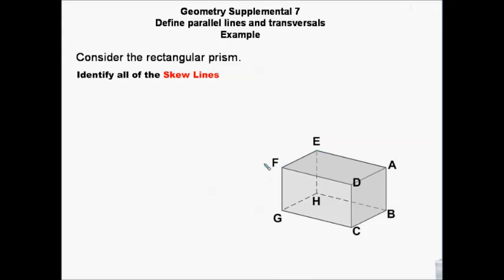Here we have what's called a rectangular prism. A rectangular prism is a fancy geometric term for box. Opposite sides are opposite. They're not the same plane, right? Each face of a prism is a plane. Skew lines are lines that don't intersect, that are not in the same plane.